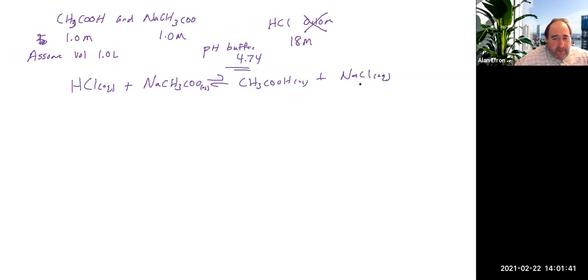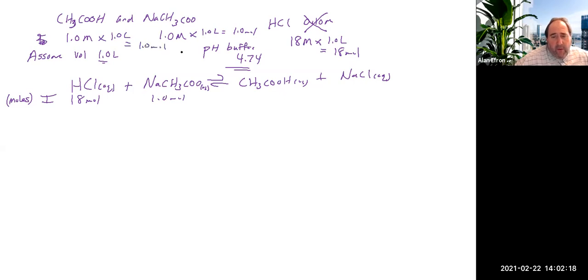Now, just like we talked about in the previous problem, we want to do our initial table here, in moles. Just to keep the numbers simple, we're going to assume 1 liter. So to figure out the moles of our HCl, we multiply 18 molar by 1 liter, which gives us 18 moles of HCl added to this buffer. Our sodium acetate, we added 1 liter, so we would have 1 mole. And our acetic acid, we added 1 liter, so we would also have 1 mole of this, and 0 for the product.